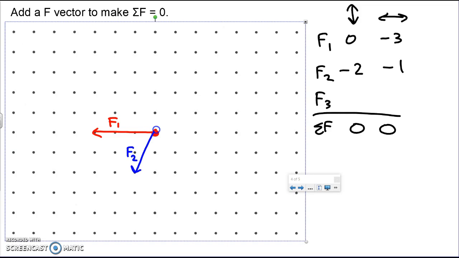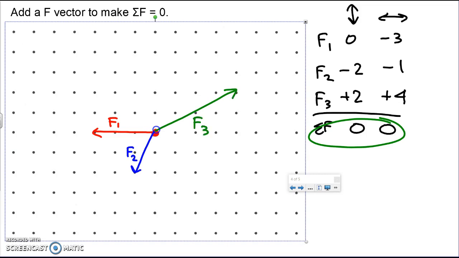Okay, so our goal now is we've got to figure out what force 3 should be. Well, this is pretty easy when we look at this. We can see that force 3 should probably be +2 for up and down, and then the left and right should be +4. So the third vector that we really ought to draw in here to make the total force 0 is a force 3 vector that goes up 2 and right 4. So let's see here, 1, 2, 3, 4. Okay, so there would be force 3.